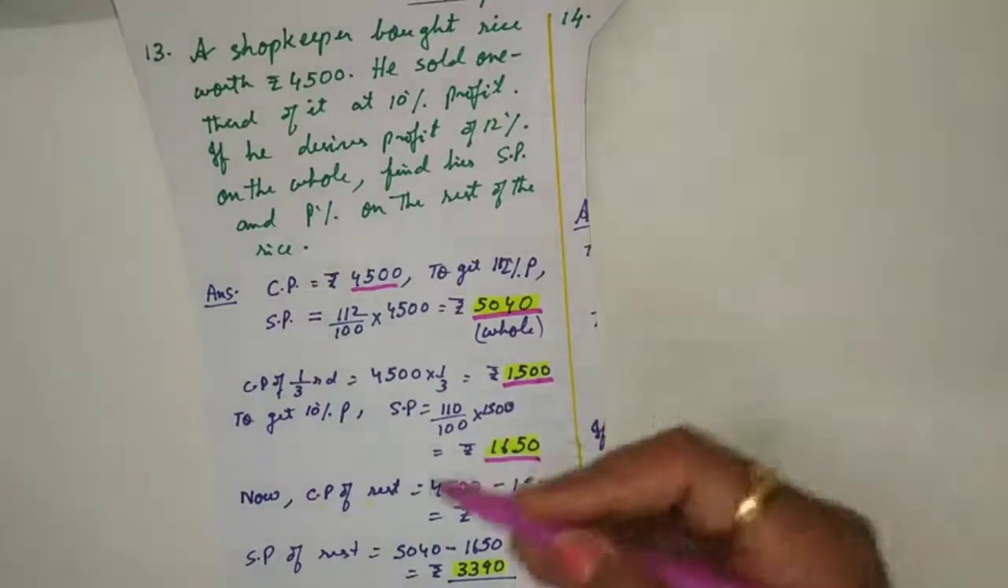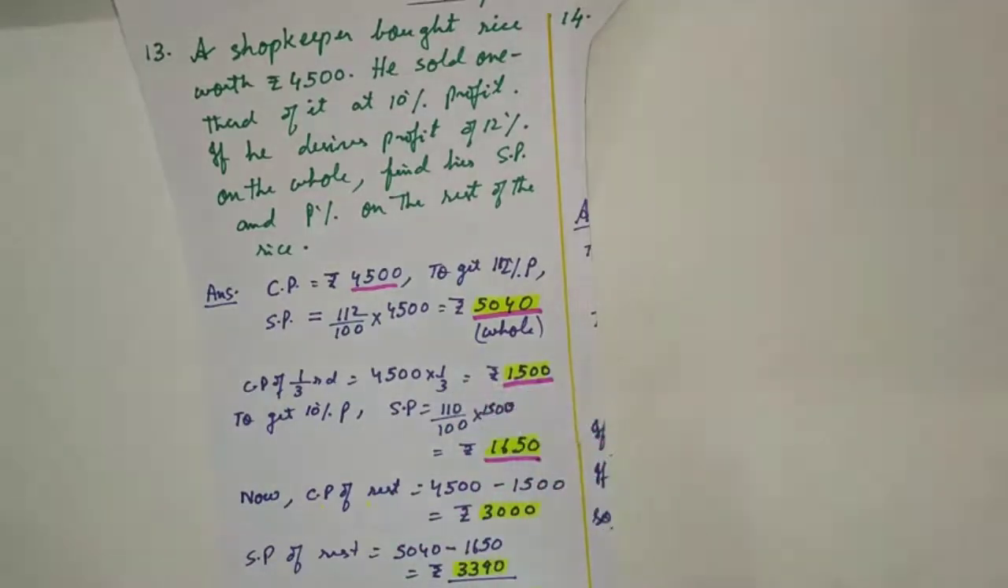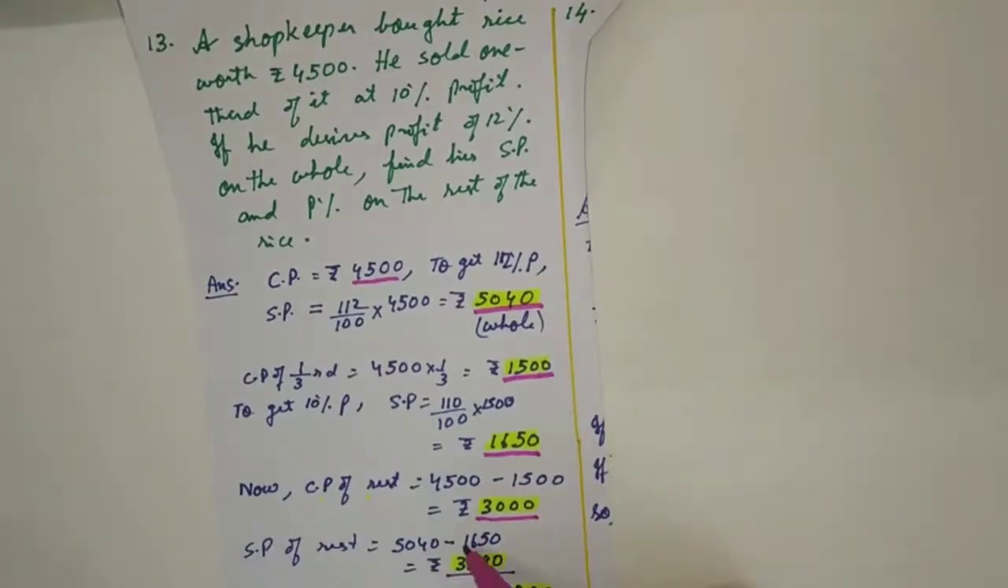So for the rest of the rice which is left, the cost price should be the total cost minus the cost of 1/3, that is 4,500 minus 1,500, which is 3,000. And the selling price should be the total selling price minus the selling price of 1/3. So 5,040 minus 1,650 is 3,390.